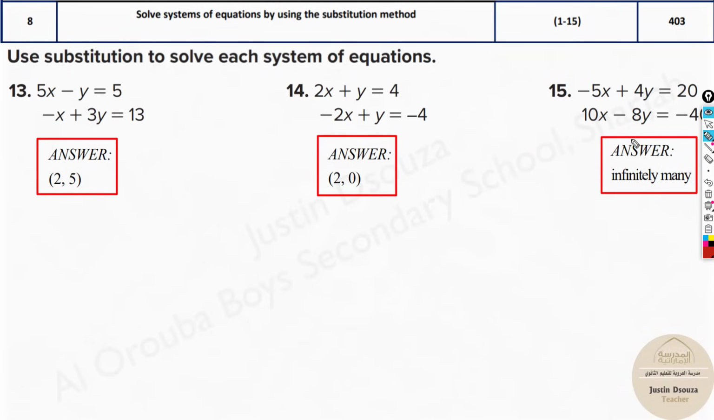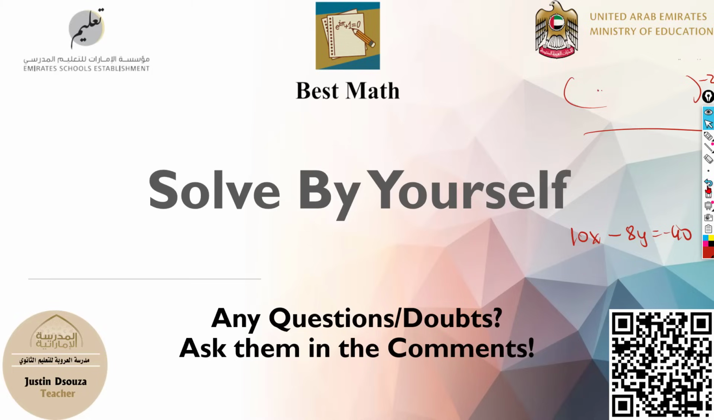It's infinite solution because if I simplify, see now I want to make this plus 10. So I just multiply throughout by minus 2. Over here, it'll be positive 10x minus 8y is equal to minus 40, which is equal to this. Therefore, this has infinite solution because they are the same lines. That's how we easily solve this.